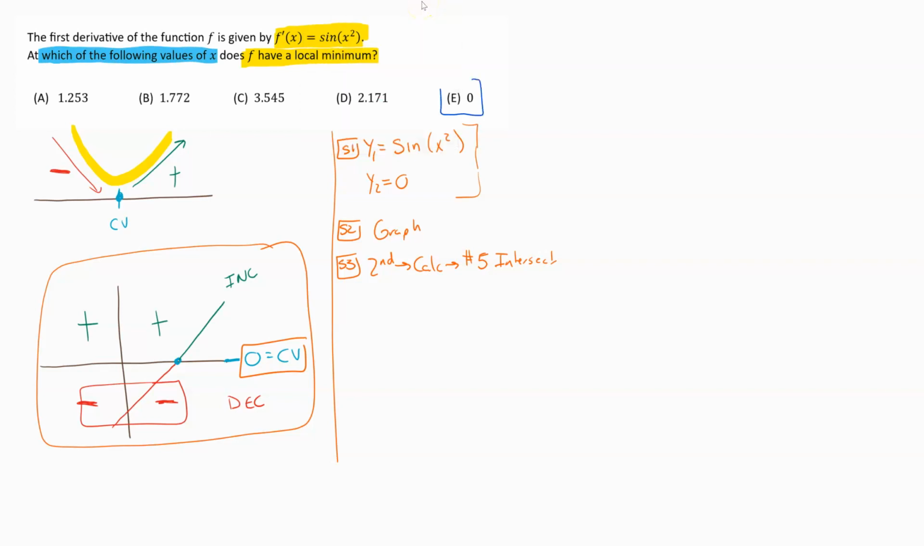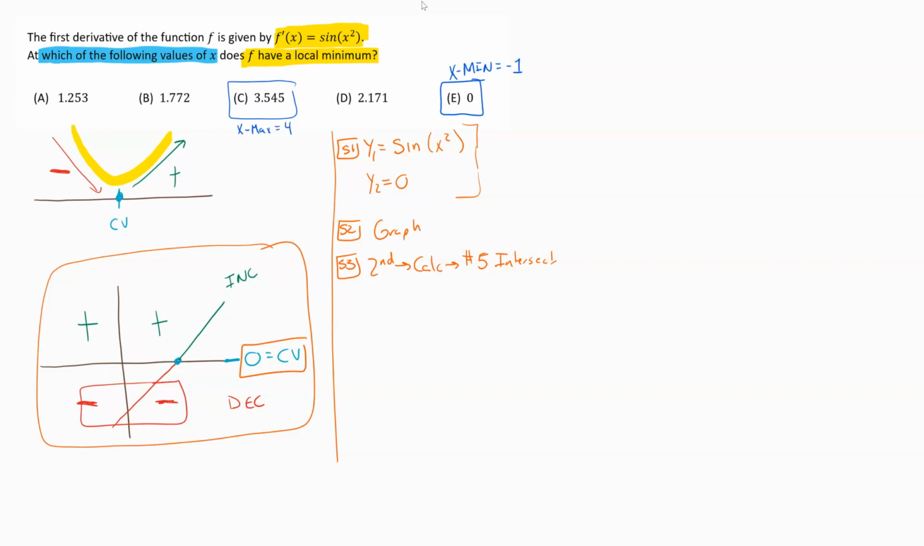We'd have 0 is the smallest number, and then 3.545 is the largest. So maybe I would want to set my x min so that I can make sure that I see 0. So maybe I'll put that at -1. And then I'll set my x max to be something bigger than 3.5. I would set my x max to 4.